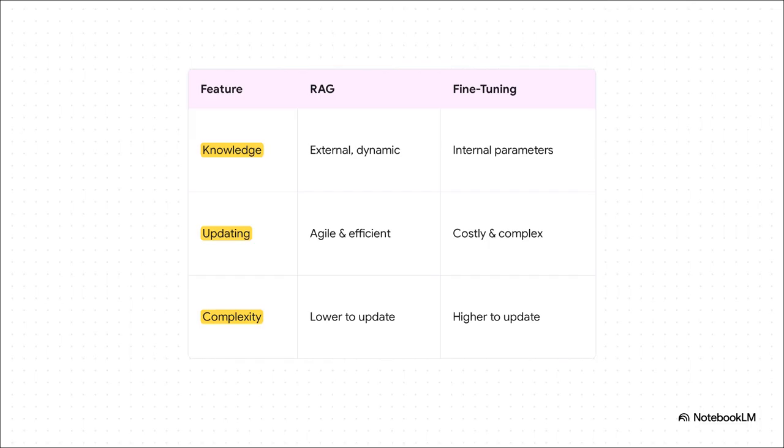This table just makes the why behind RAG so clear. Look at traditional fine-tuning. The knowledge is baked right into the model's core, which makes updates super expensive and complicated. But with RAG, the knowledge is kept separate and dynamic. So if you want to teach it something new, you just update the external knowledge base. You don't have to retrain the whole billion-parameter model. It's just so much more agile.